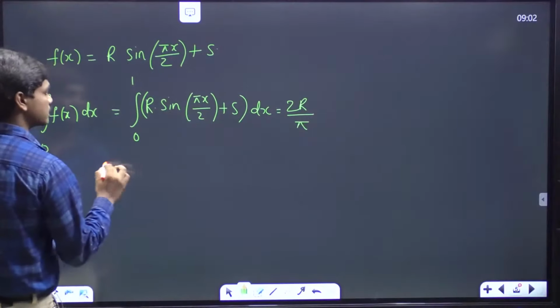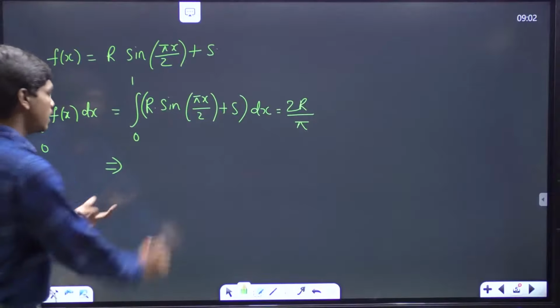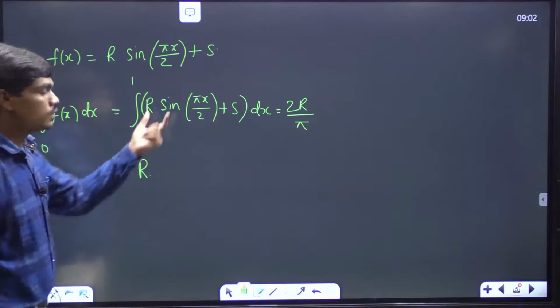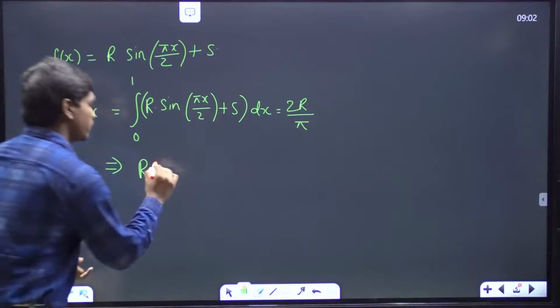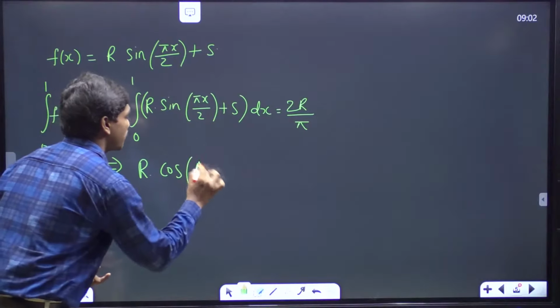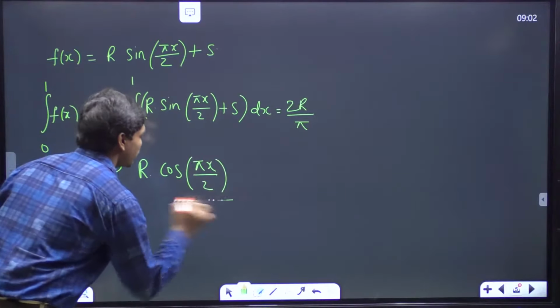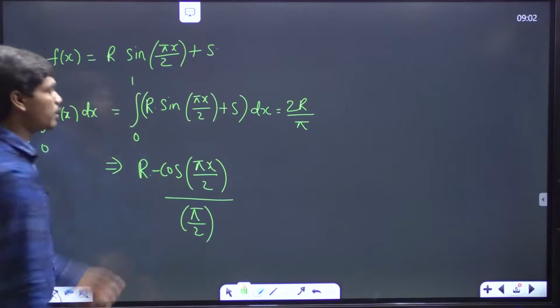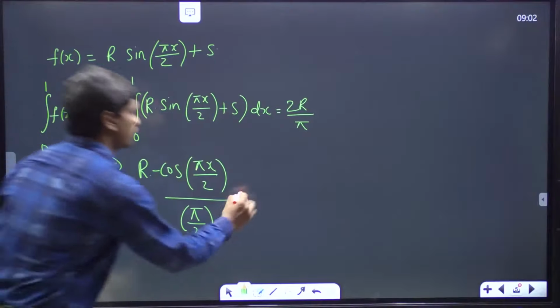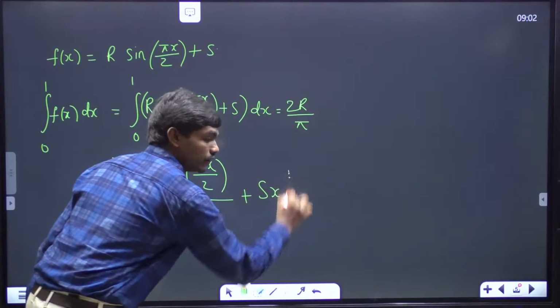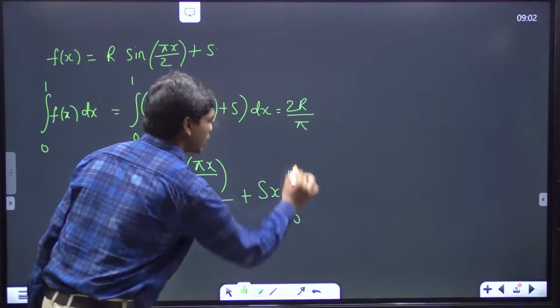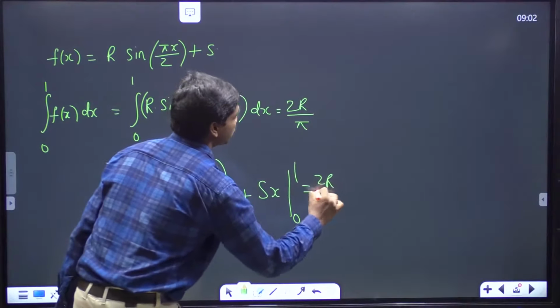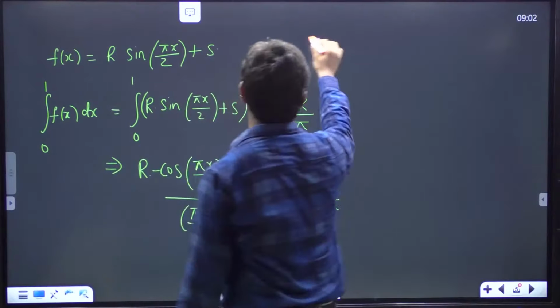Let us simplify things now. This implies, if you integrate this, R is a constant, so R into the integration of sine of pi x by 2 is cos of pi x by 2 divided by pi by 2, because this pi by 2 is an inner integral, of course with a minus sign, because the integration of sine is minus cos, plus S x within the limits 0 to 1, is equal to 2R by pi. Now let us solve this.